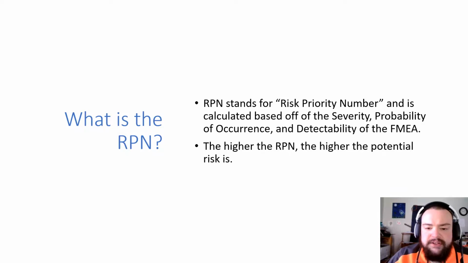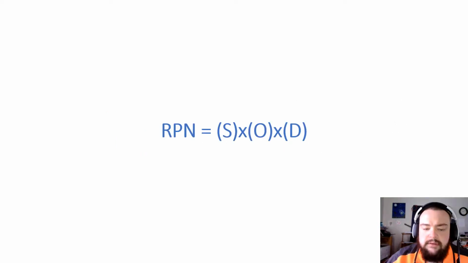RPN stands for risk priority number and is calculated based off of the severity, probability of occurrence, and detectability determined during your failure modes and effects analysis. The higher your RPN number, the higher the potential risk. The formula for determining your RPN is your severity multiplied by your probability of occurrence multiplied by your detectability level.